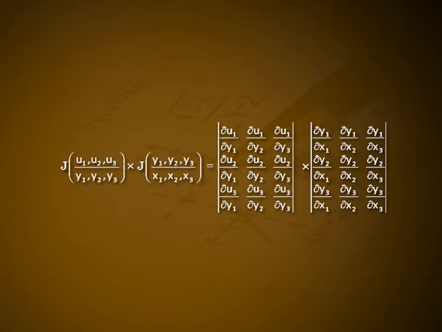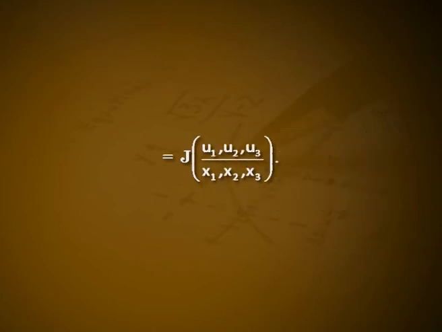equal to the determinant, first row, ∂u1/∂x1, ∂u1/∂x2, ∂u1/∂x3. Second row, ∂u2/∂x1, ∂u2/∂x2, ∂u2/∂x3. Third row, ∂u3/∂x1, ∂u3/∂x2, ∂u3/∂x3, which is equal to J of u1, u2, u3 over x1, x2, x3.